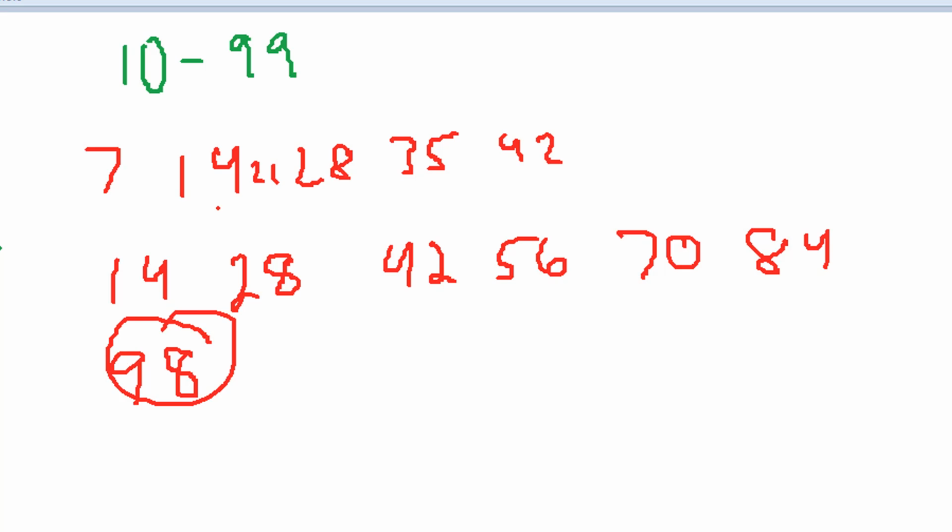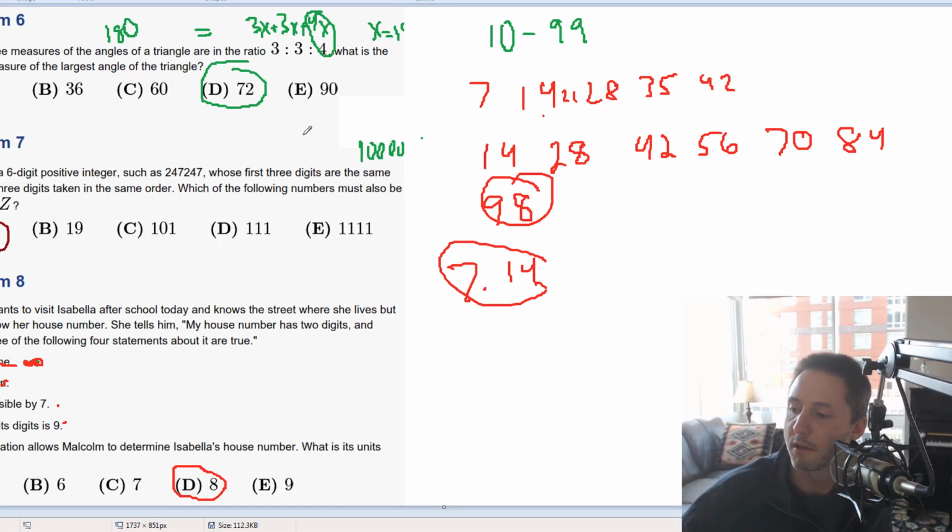So what is its units digit? 8. Let's just check again. It is even. 98 is even. It is divisible by 7. It's 7 times, what? 7 goes into 9 once, and it's 7 times 14. And one of its digits is 9. So we are done there.